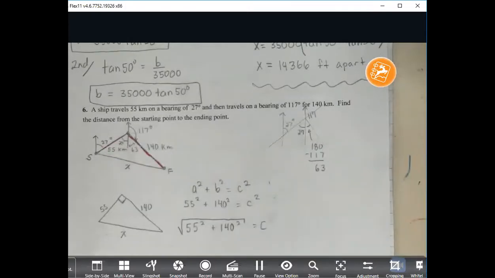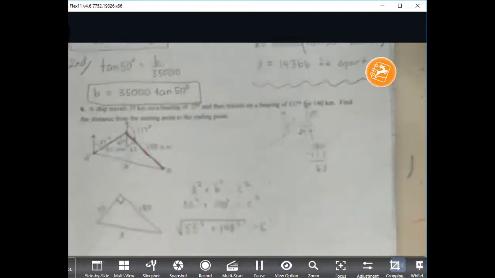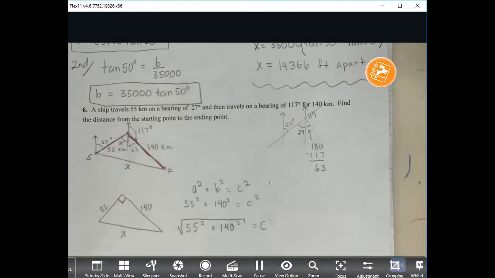If you draw your picture right, you should always end up with a right triangle somewhere because we don't know anything about non-right triangles. Everything is given in terms of whole numbers, so we want to state our answer as a whole number. So let's see, 55 squared plus 140 squared, and then take the square root of that.